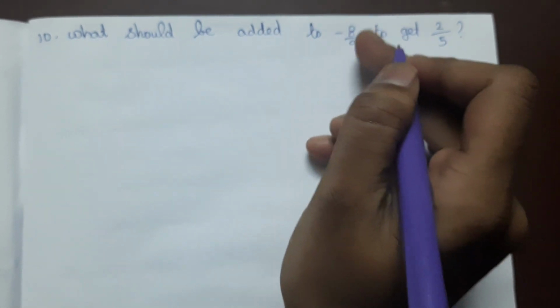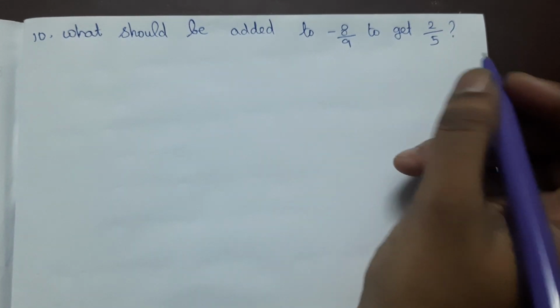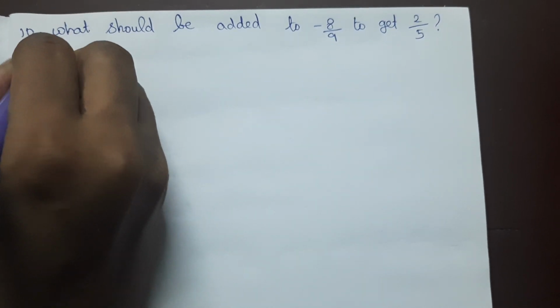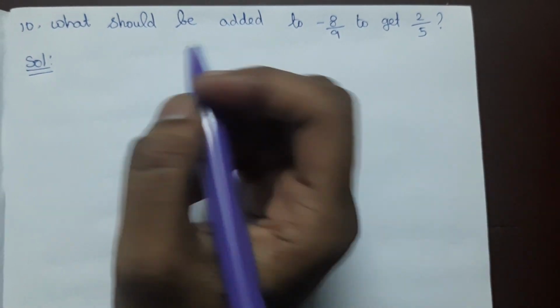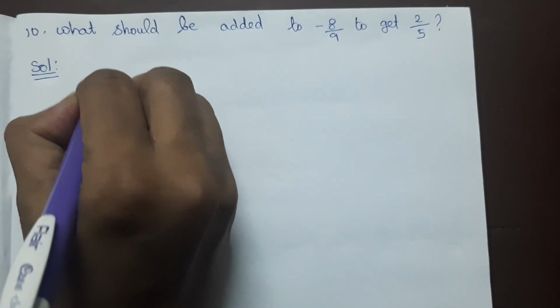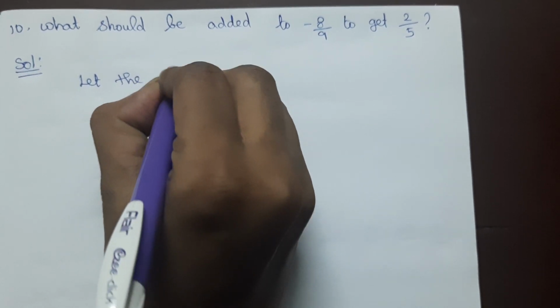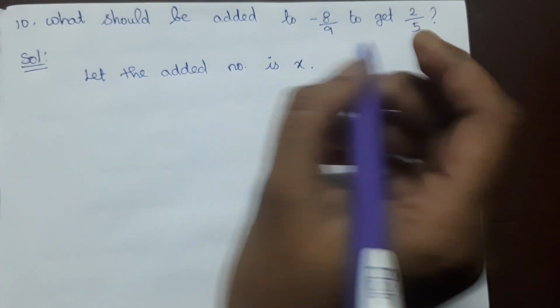Next, 10th problem. What should be added to minus 8 by 9 to get 2 by 5? Here we have to find the unknown number. In the lower classes you already learned this, no? So if you want to find the unknown number, we have to take that number as x. The same way you are going to take here. Now let the added number be x. So from the given question we can make an equation.